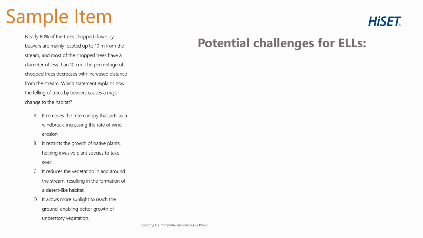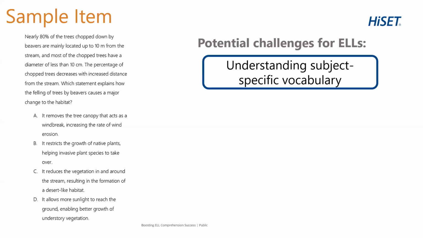And then this is a sample item related to that scenario that I just showed. Okay, so as you can see, again, there's a lot of words here to describe the question, and then there are options here. Okay. So potential challenges for ELLs. Again, understanding subject-specific vocabulary. Okay, then there are a lot of things going on in that scenario. They have to read and analyze and evaluate and understand the data that's presented to them and be able to kind of choose the best answer.